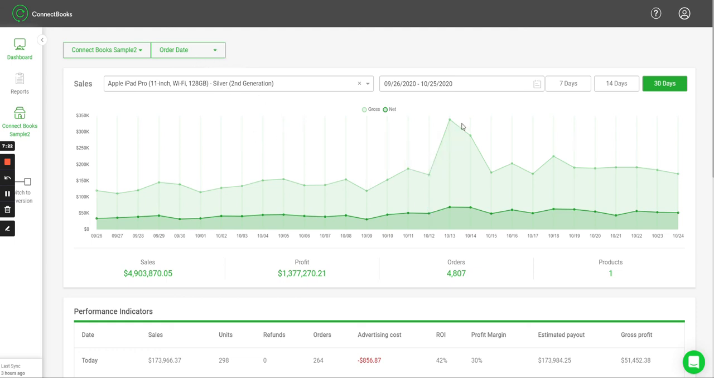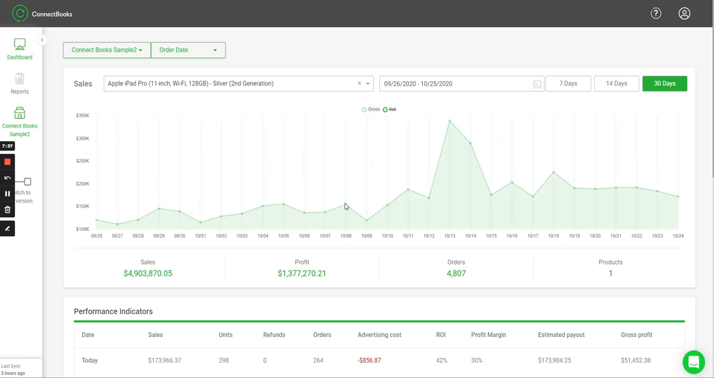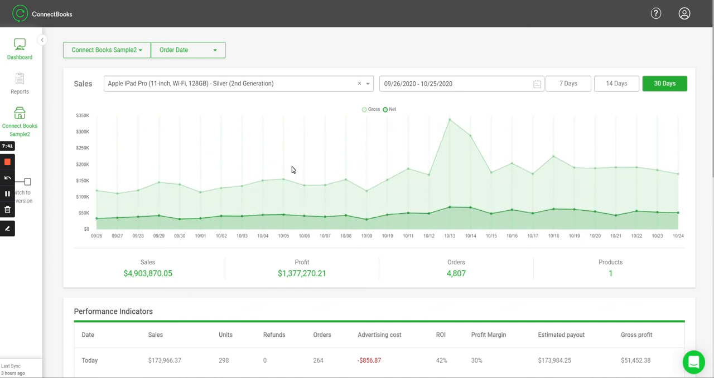Over here you see the big green line is the gross, and the bottom one is the net. If you select, you can press it over here and not see gross, only see net profit, what you made every single day. If you don't want to see the net, and just see the gross, you can go like that and see gross sales. You can play around and have both.